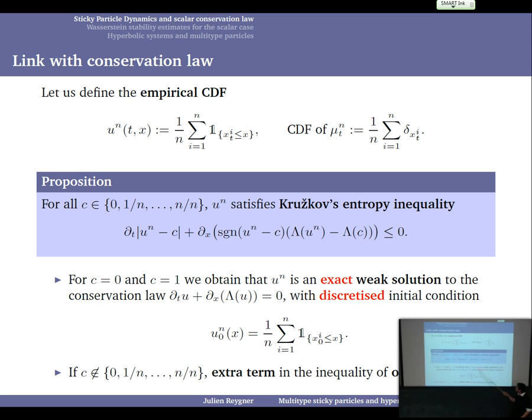Okay, so I will explain this result in one minute, but we can already observe that taking again c to be 0 and 1, we obtain that our discrete solution is an exact weak solution to the conservation law, but of course not with a good initial condition, but with a discretized initial condition here.